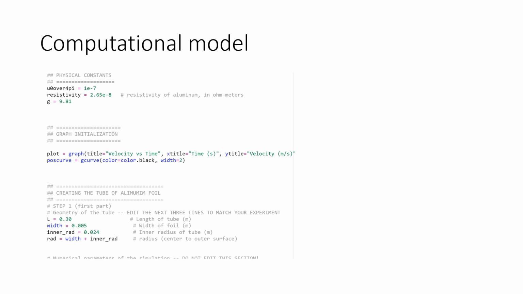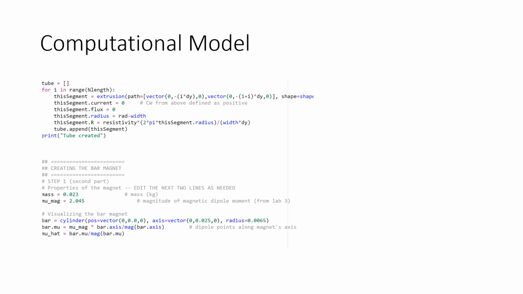And now for the computational part of the code. Here are our initial conditions. You have the physical constants like mu over 4 pi, resistivity, and the gravitational constant. And then down here we're initializing the conditions of our aluminum foil. We're still initializing the aluminum foil, and down here we're creating the conditions for the bar magnet.